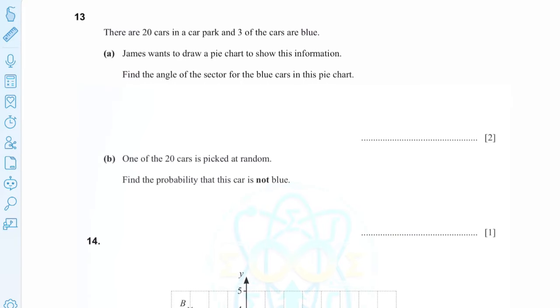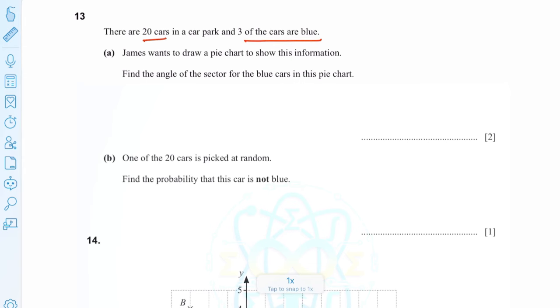Question number 13 is a pie chart question. We have 20 cards and 3 of the cards are blue. The person wants to draw a pie chart to show the information. Find the angle of sector for the blue cards. Very easy. So how to do this? Out of 20 we have 3 cards that are blue. Then what fraction of cards are blue? 3 over 20.